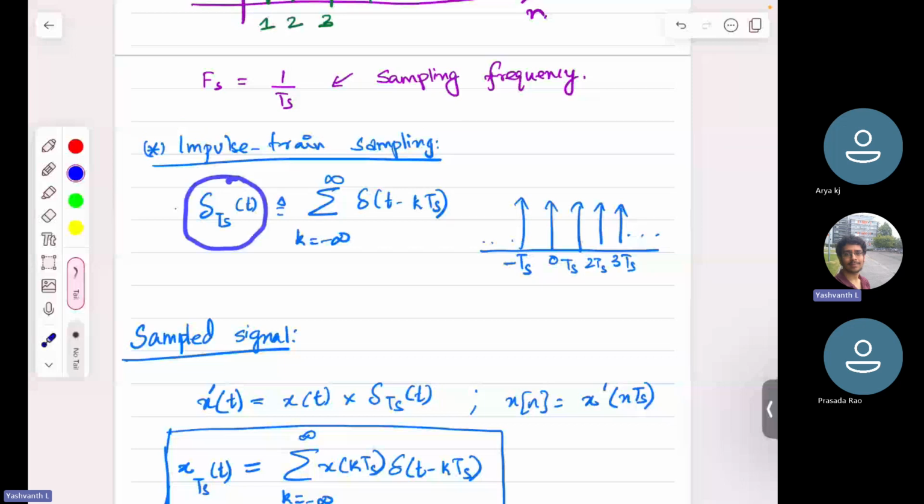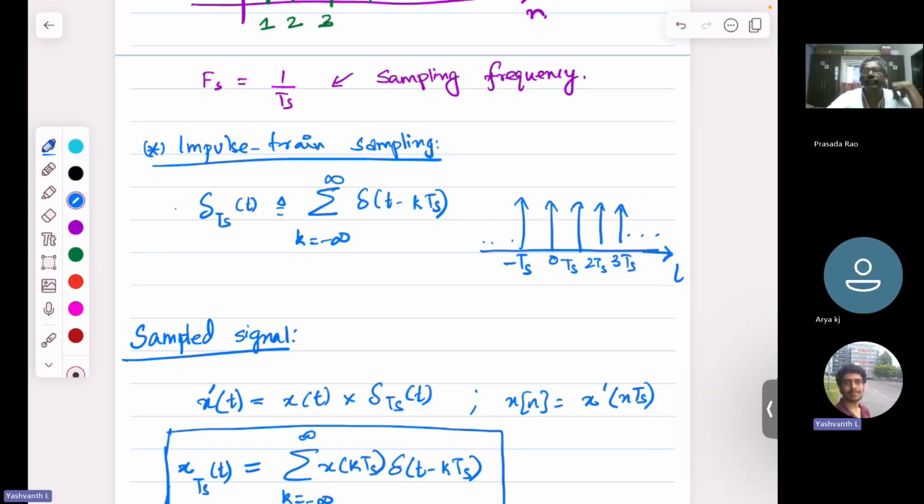I think this is very familiar to all of us because we have been seeing impulse trains for a long time now in our sessions. So in impulse train sampling, you define your impulse train something like this: a summation over several delta functions which are Ts apart in the time domain. Let me just draw it. This is pictorially represented here.